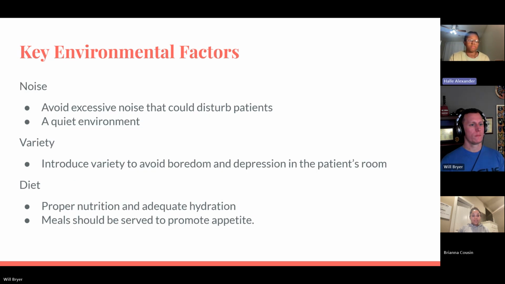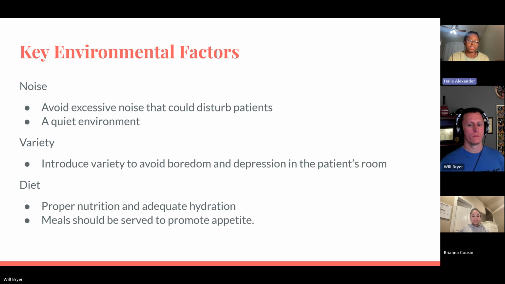Noise was another component of her theory. She believed that a quiet environment was more peaceful and not as stressful for her patients, which helped promote recovery. Excessive noise can disturb patients and make it hard for them to heal and recover. It can also affect their anxiety or depression. She believed in finding ways for patients to avoid boredom and depression.